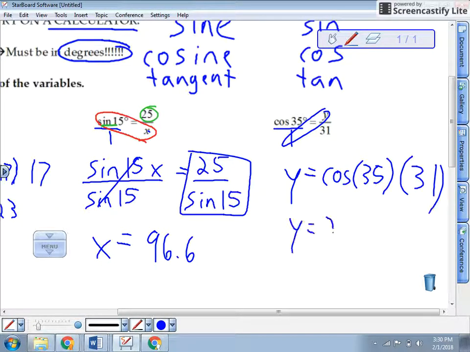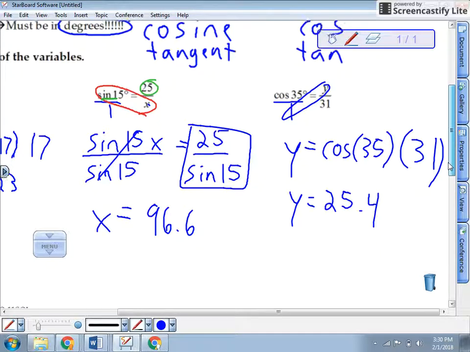Now, when you're trying these problems, if you're not getting these values, it means you're in the wrong mode. I'll show you how to change that. So that's how you solve trig functions for the variables.